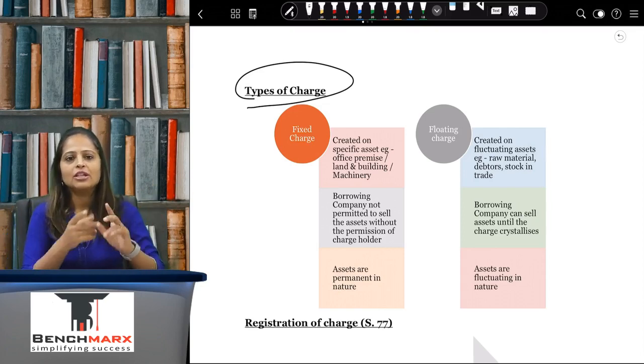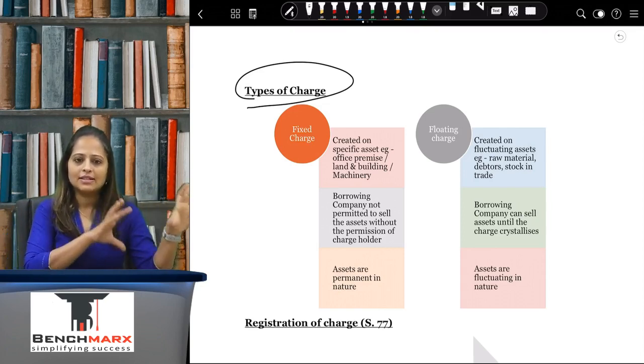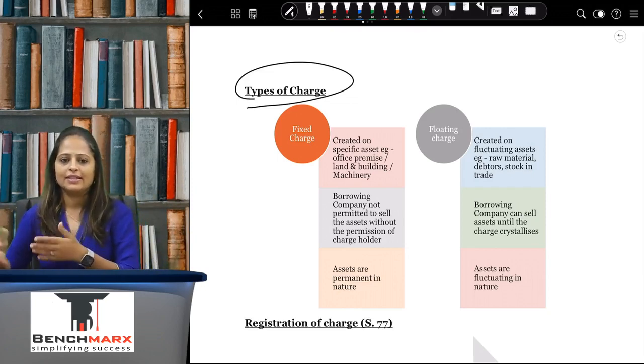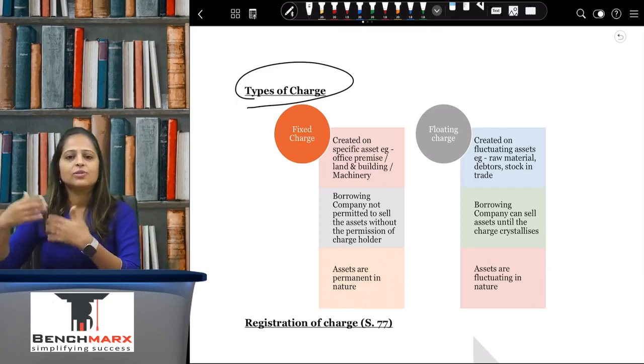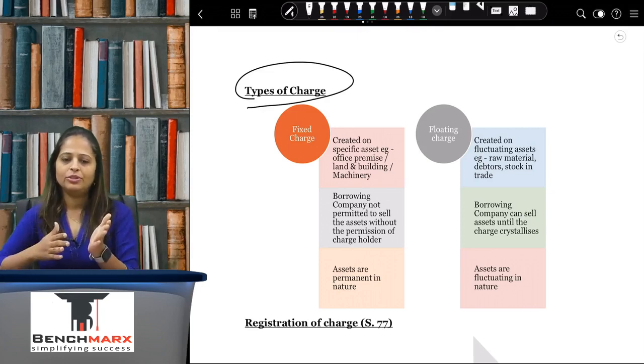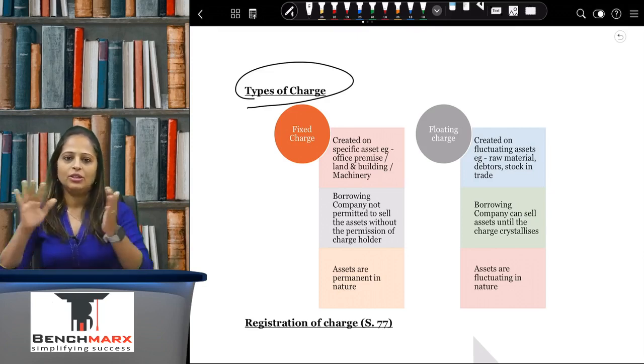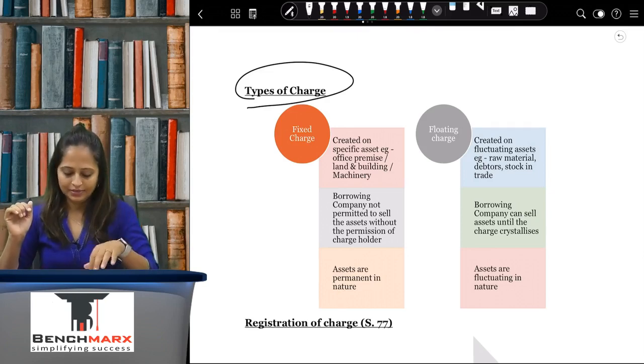So two types of charge: fixed charge, which is on a fixed asset, like land and building, plant and machinery, which is not going to be sold till the time it is approved by the charge holder. Floating charge is on floating assets, raw materials, stock in trade, debtors, which keep on changing. It's not always going to be there. You can sell the asset, you can deal in the asset till the time the charge is crystallized. Once the charge is crystallized, you cannot deal in that particular asset.